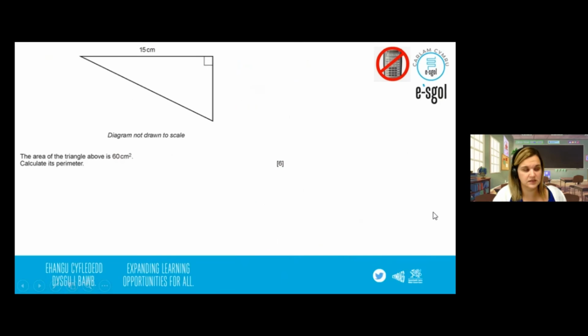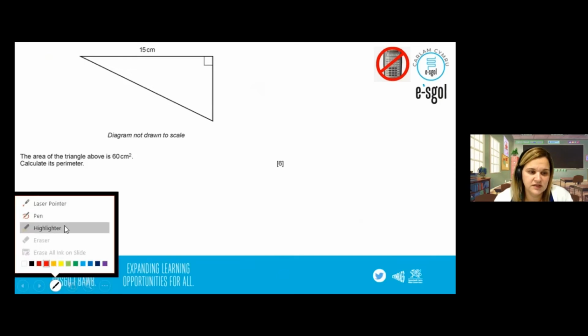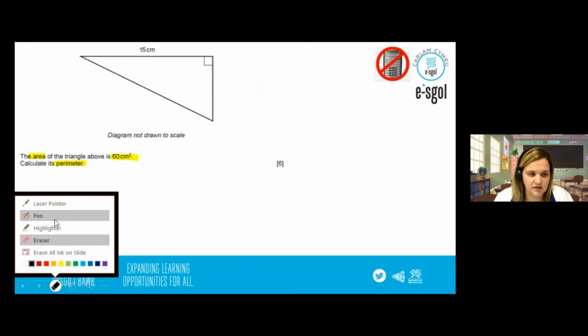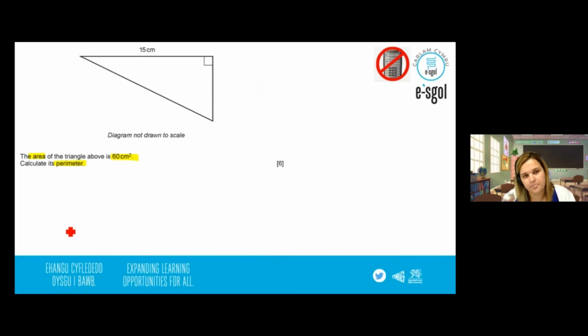Now this question is a 6-mark question. So I can see I've got a right angle triangle. At the moment I can see there's 15 centimeters at the top. It's not drawn to scale. And then the other bit of information that is key here is the part that's in the writing: the area of the triangle is 60 centimeters squared, and we have to find the perimeter. So there's a lot of different things going on with regards to bringing in our other topics, so area, perimeter, and so on. We've already seen a question with perimeter, but this one now involves area as well.